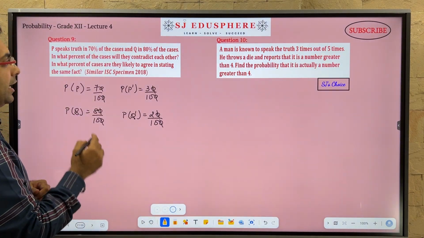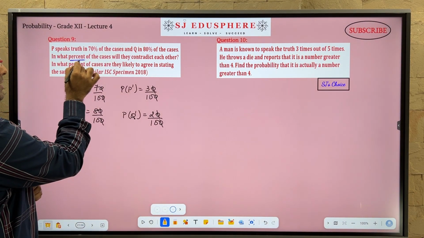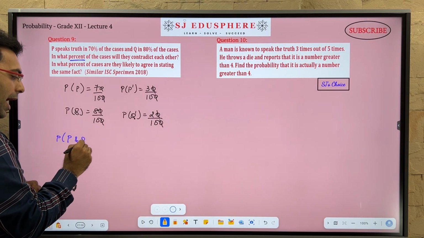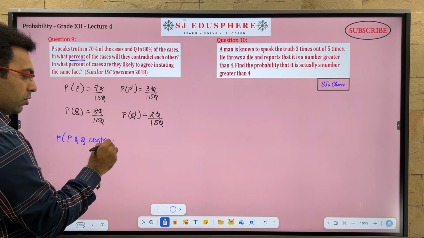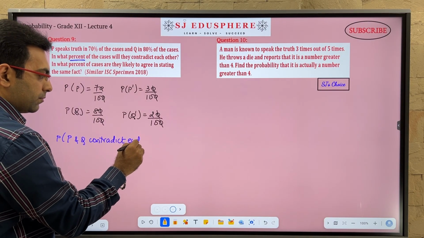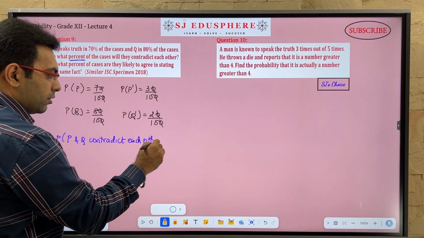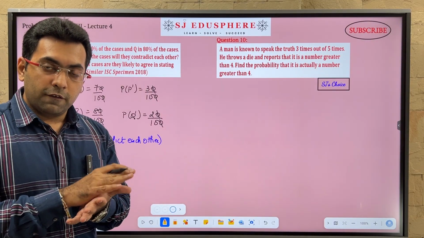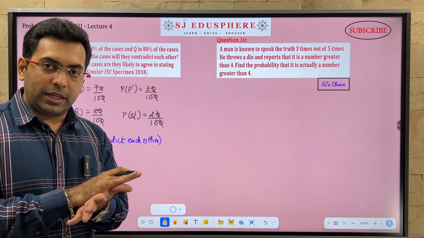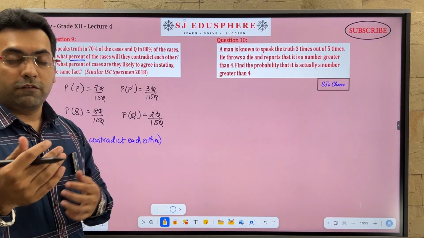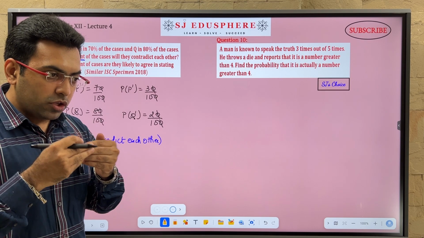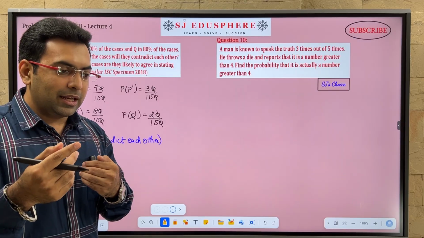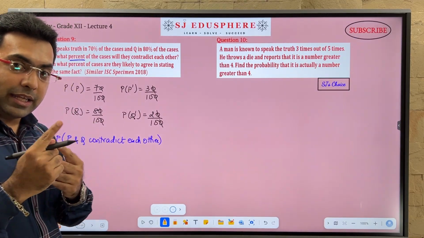My question said, in what percent of cases are P and Q likely to contradict each other? Contradict each other means what? I am P, you are Q, we toss a coin. We are not saying the same story. I am saying head, you are saying tail. We are contradicting each other. The possibility is I am saying the truth and you are saying a lie, or else I am saying a lie and you are saying the truth. We are contradicting each other.